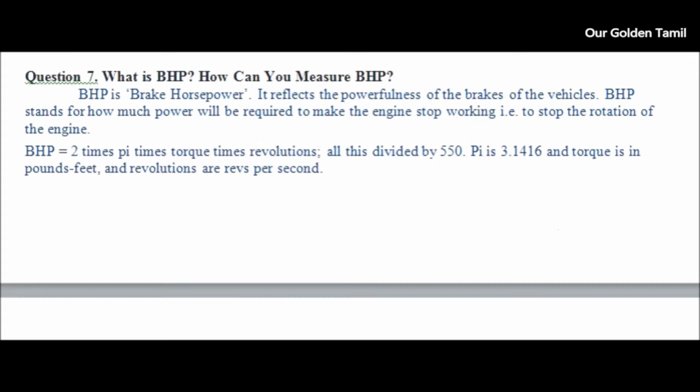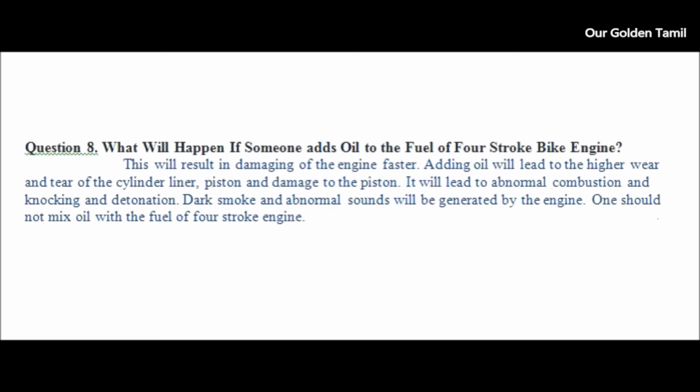Question 8. What will happen if someone adds oil to the fuel of a 4-stroke bike engine? Answer. This will result in faster damage to the engine. Adding oil will lead to higher wear and tear of the cylinder liner and piston, and damage to the piston. It will lead to abnormal combustion, knocking and detonation. Dark smoke and abnormal sounds will be generated by the engine. One should not mix oil with the fuel of a 4-stroke engine.